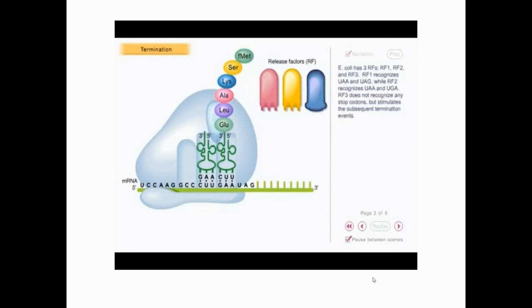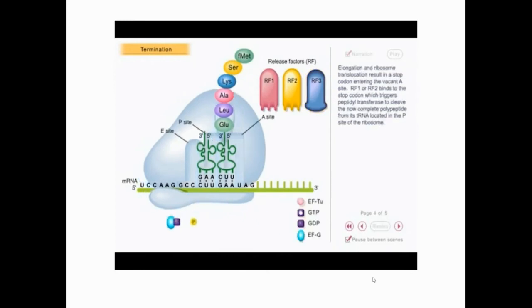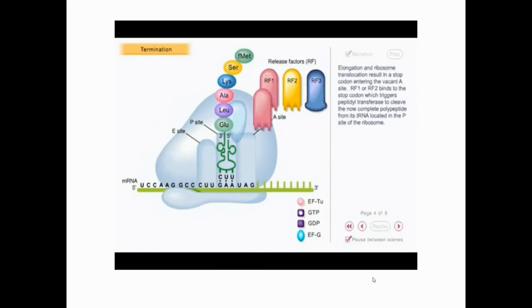E. coli has 3 RFs: RF1, RF2, and RF3. RF1 recognizes UAA and UAG, while RF2 recognizes UAA and UGA. RF3 does not recognize any stop codons, but stimulates the subsequent termination events. Elongation and ribosome translocation result in a stop codon entering the vacant A site.